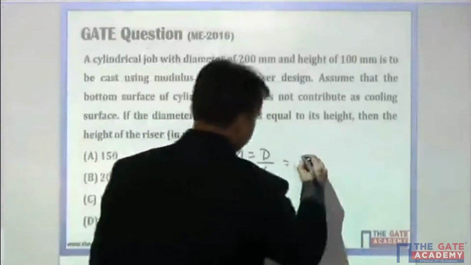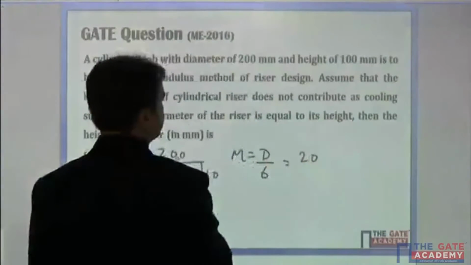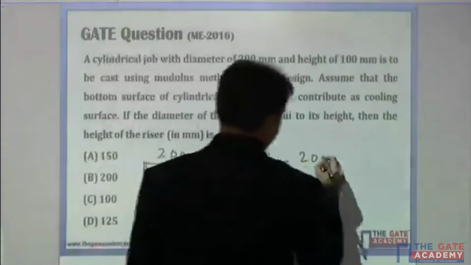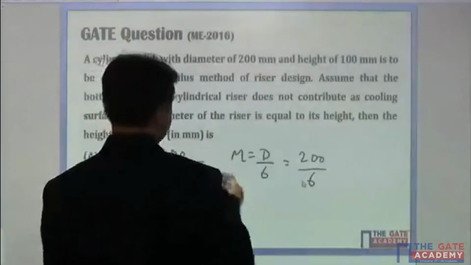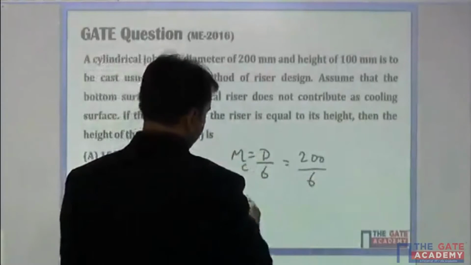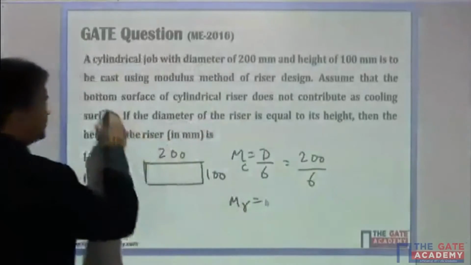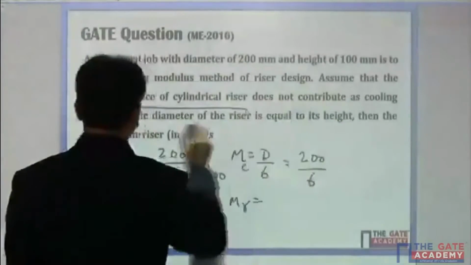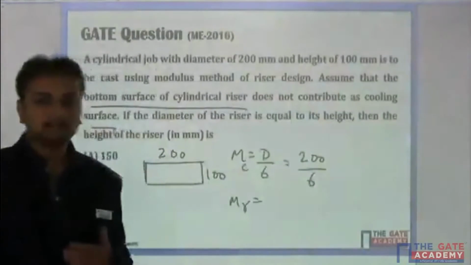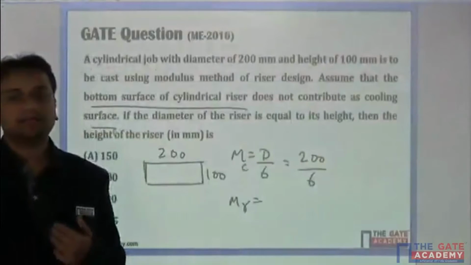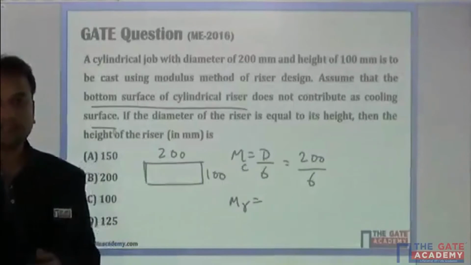So you can simply write it as 200 by 6. This is the modulus for the casting, isn't it? M_C. Now for M_R, it says that the bottom surface of the cylindrical riser does not contribute as the cooling surface. That clearly indicates that it is the case of a top cylindrical riser, isn't it? Not the side cylindrical riser.